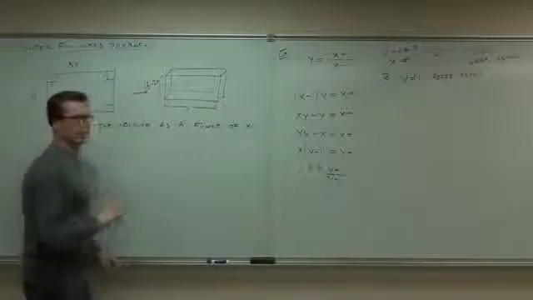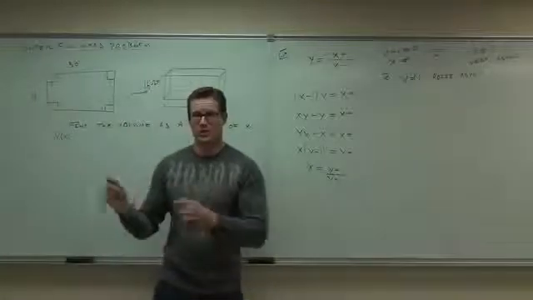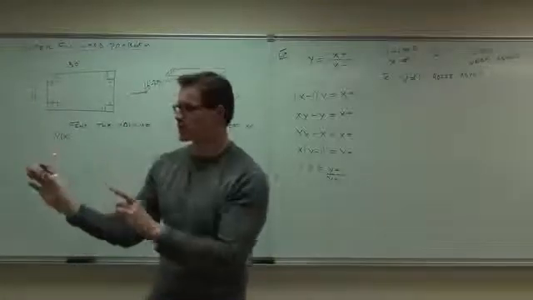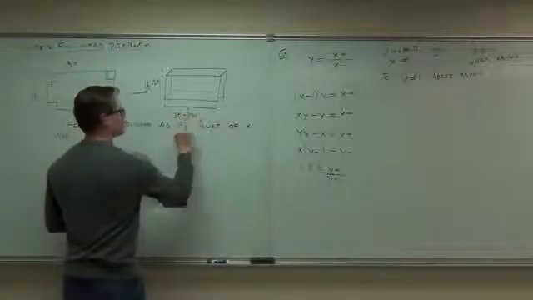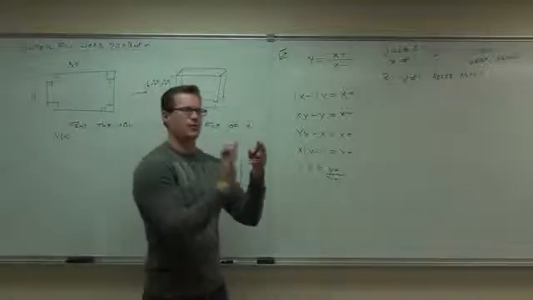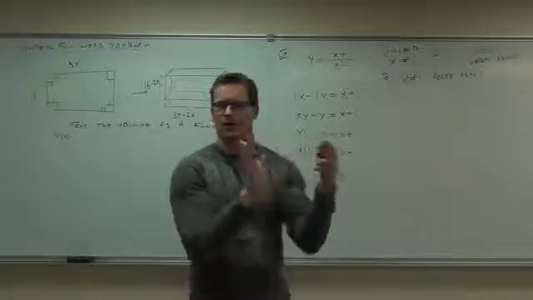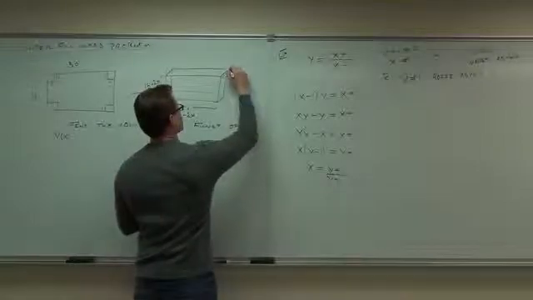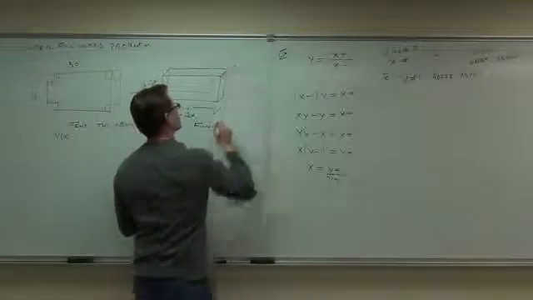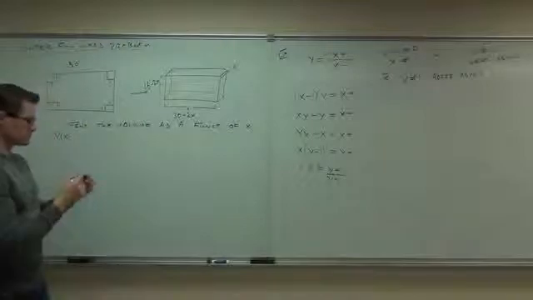What that means is, how about this length? What's that length? 30 minus... Sure, we still have the same x, right? Because they're squares. So we're going to have 30 minus 2x. What about the depth of our box? How much is the depth of our box? X. The depth is x. Okay.